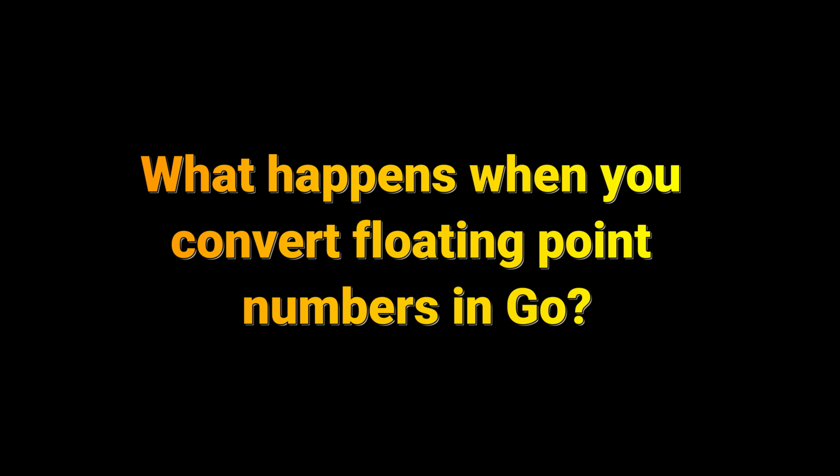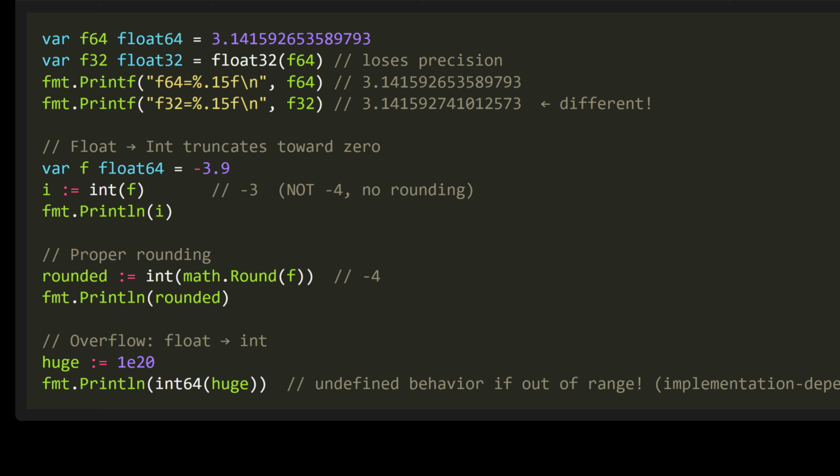Question: what happens when you convert floating point numbers in Go? Answer: when you convert a float64 to float32, you can lose precision because float32 has fewer bits. This means the value may change slightly after conversion. When you convert a float to an int, Go truncates towards 0. For example, converting -3.9 to int gives -3, not -4.